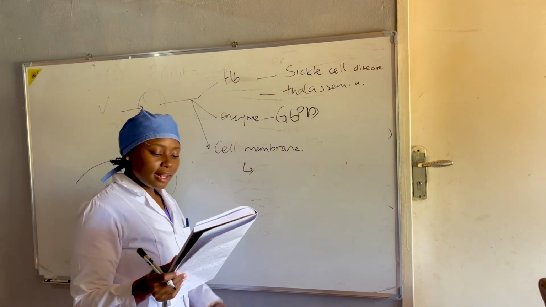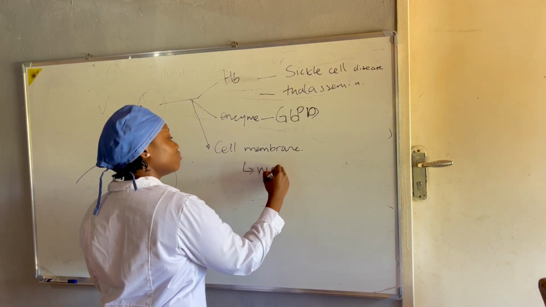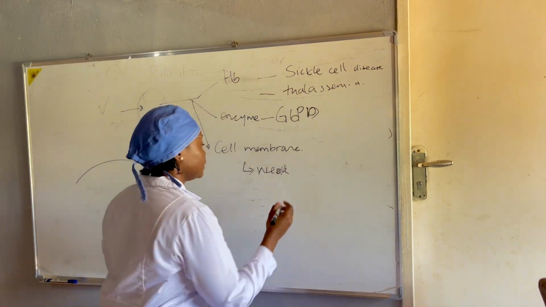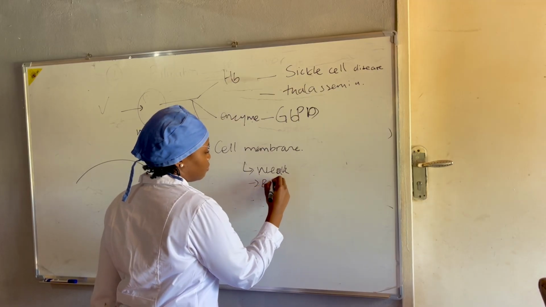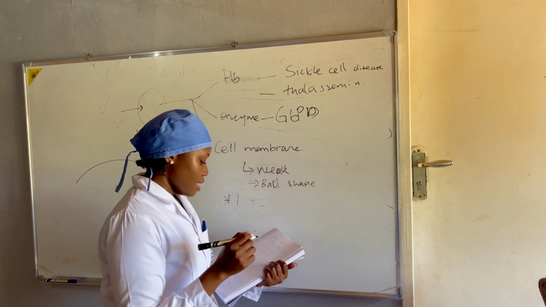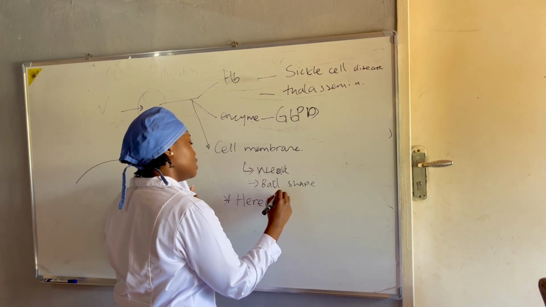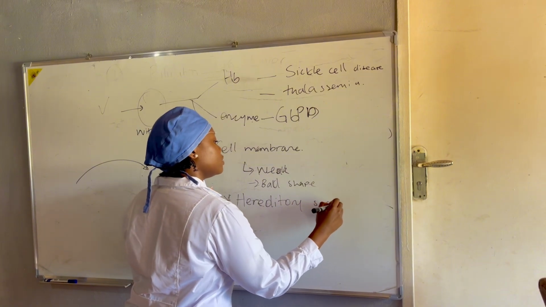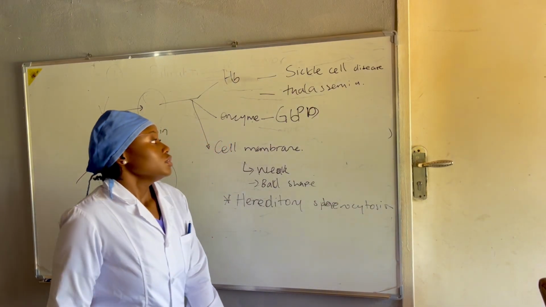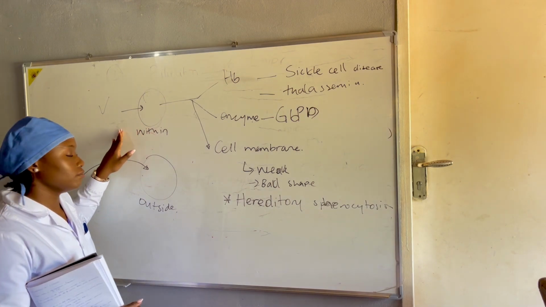Right. The cell membrane could be weak. The cell membrane may be weak and wrongly shaped. And this disease is what we call hereditary spherocytosis. So these are the factors that can make a red blood cell die quickly.